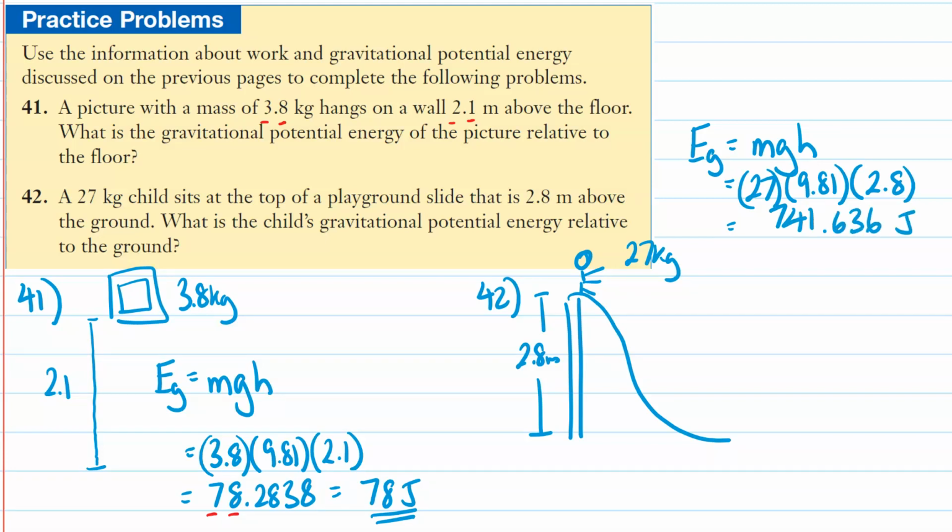741.636 joules. But we're concerned with significant digits for our final answer. 2 sig digs, 2 sig digs. Final answer should just use those 2 sig digs, the 7 and the 4. So we'll have to write that number using scientific notation. 7.4 times 10 to the power of 2 joules for the final answer.